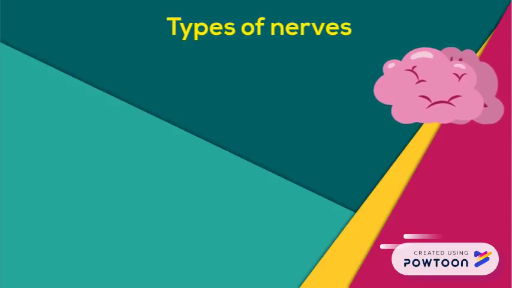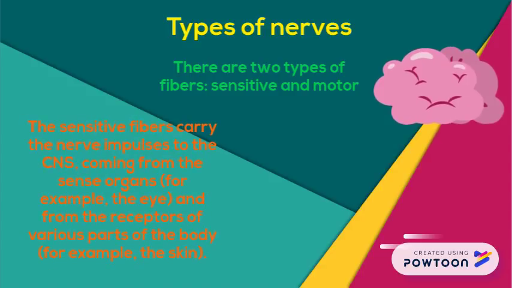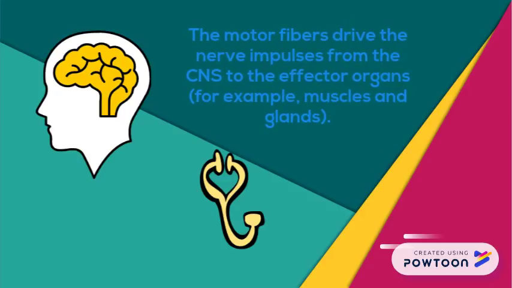Types of nerves. There are two types of fibers, sensitive and motor. The sensitive fibers carry the nerve impulses to the central nervous system coming from the sense organs, for example, the eye, and from the receptors of various parts of the body, for example, the skin. The motor fibers drive the nerve impulses from the central nervous system to the effector organs, for example, muscles and glands.